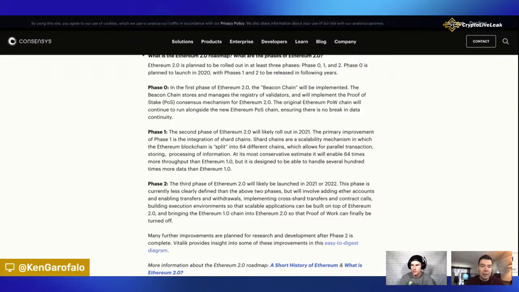That's currently live. So phase 1, the second phase of Ethereum 2.0, will likely roll out in 2021. The primary improvement of phase 1 is to integrate the shard chains concept, which we talked about. Shard chains are the scalability mechanism, again, split into 64 different chains. At the bare minimum, this will enable 64 times more throughput than the current version of Ethereum. So huge scalability coming. This kind of reminds me when hardware on computers went from 1 gigabyte storage to 64 gigabyte storage. Exactly. Yeah.